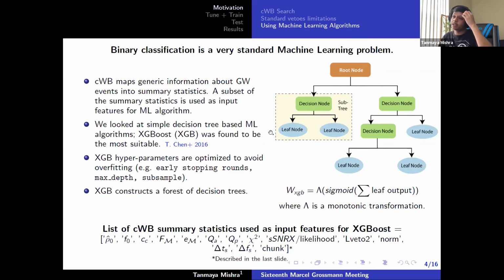The output that we get from this machine learning method is called WXGB, and this is a continuous value that goes from 0 to 1. 0 means it is most likely a noise event, and 1 means it is most likely a signal event. Here is the list of the CWB summary statistics that we have used as the input list of features for XGBoost. We use coherent SNR, central frequency, correlation coefficient, and so on.